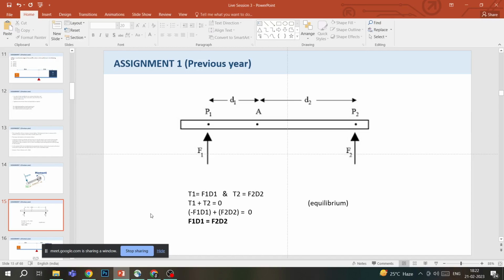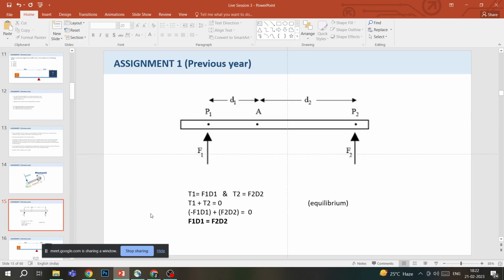Then we see that F2 is acting at point 2, and the distance from the pivot is d2. So the moment at this point is F2 d2. Now we learned that in a static equilibrium state, the summation of all kinds of forces must be zero. Forces are not zero. Forces are there, but all these forces and all these moments are cancelling each other out. That's why there is equilibrium, which means the summation of all the moments is also zero.